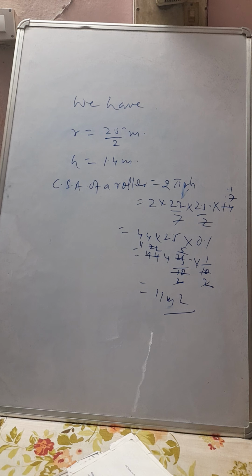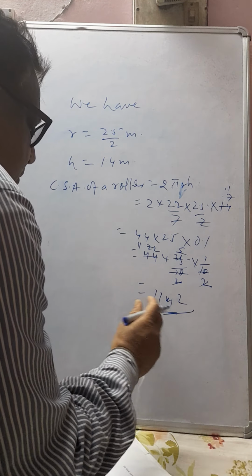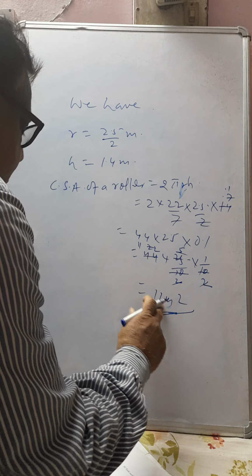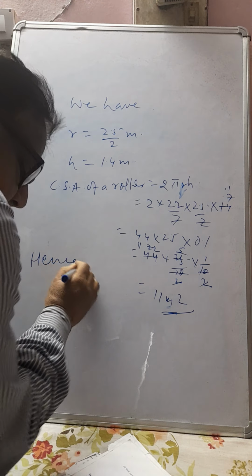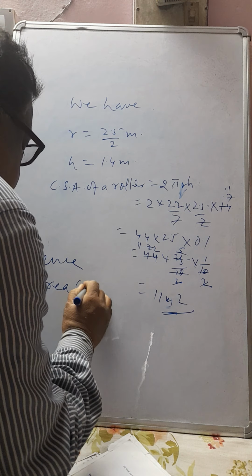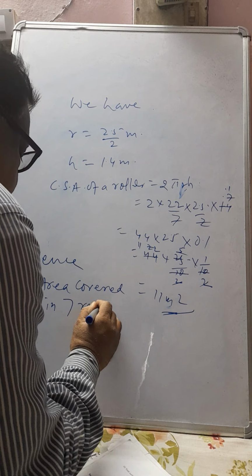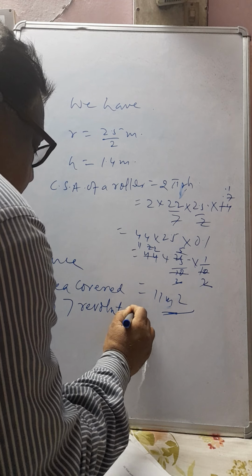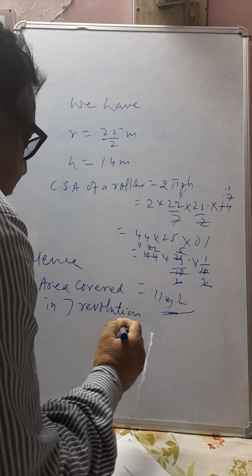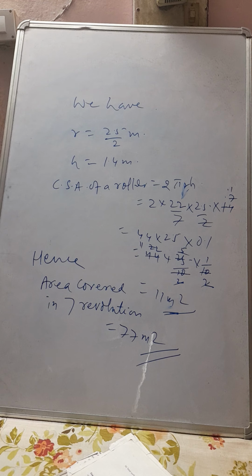We know that area covered in one revolution is equal to curved surface area of roller. Therefore, area covered in one revolution is equal to 11 meter square. Hence, area covered in 7 revolutions is equal to 77 meter square. It is your answer.